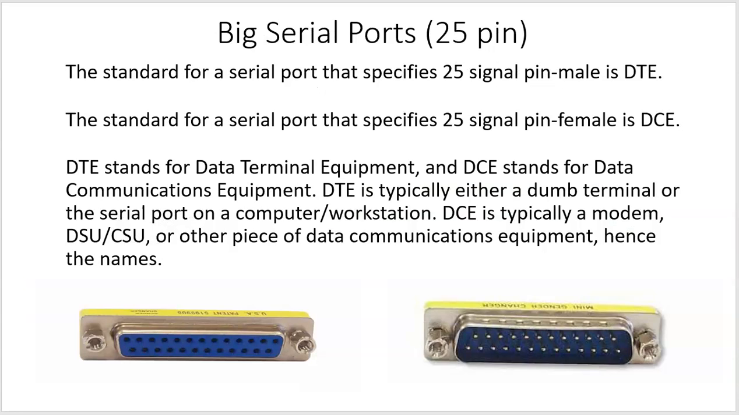Big serial ports have 25 pins. And the standard for a serial port that specifies 25 pin male is DTE and 25 pin female is DCE. So this is a male port and this is a female port. DTE stands for data terminal equipment. DCE stands for data communications equipment. DTE is typically either a dumb terminal or the serial port on a computer and workstation. DCE is typically a modem or some other type of data communications equipment.